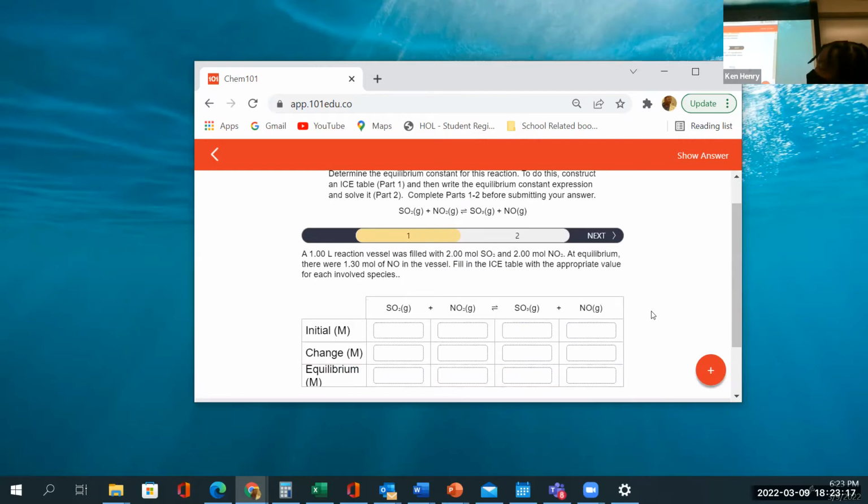Okay, it says a 1.00 liter reaction vessel was filled with 2.0 moles of sulfur dioxide and 2.00 moles of nitrogen dioxide. At equilibrium, there was 1.30 moles of NO in the vessel. Fill in the ice table with the appropriate values for each involved species. Okay.